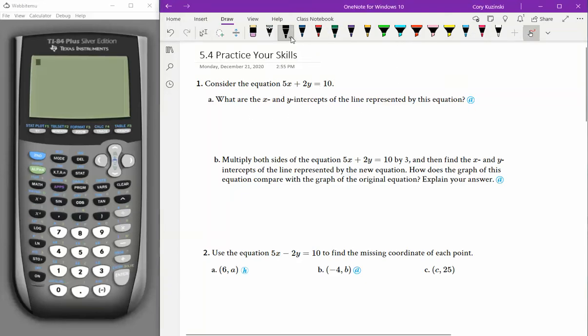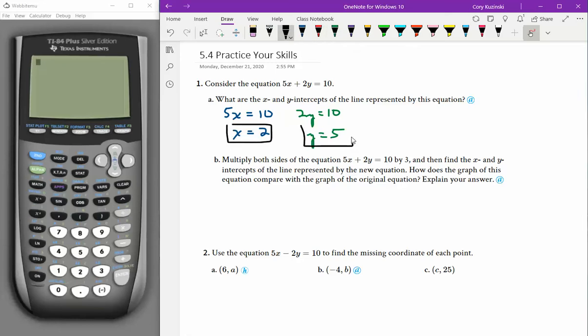So to find the x-intercept, you just plug 0 in for y, which would make that term disappear, and we get 5x equals 10, and then divide both sides by 5, and we see that the x-intercept is 2. To find the y-intercept, we would plug 0 in for x, which would eliminate that first term, and we get 2y equals 10. So the y-intercept would be 5 when we divide both sides by 2. So there's our x-intercept, and there's our y-intercept.